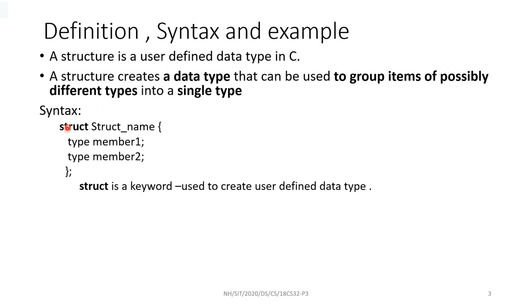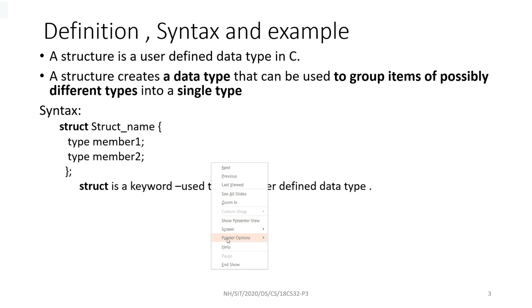The syntax is like this. Keyword struct, you have to use lowercase struct, and the structure name. Any number of members we can have, but all the members should start with the data type, then the member name, and end with a semicolon. These members should be enclosed within curly brackets. At the end it is a semicolon.